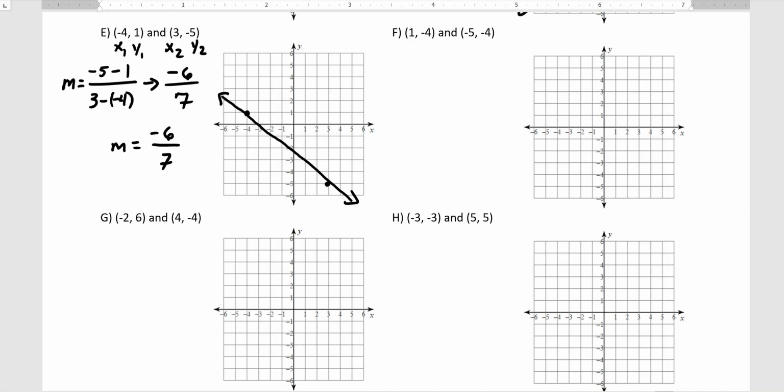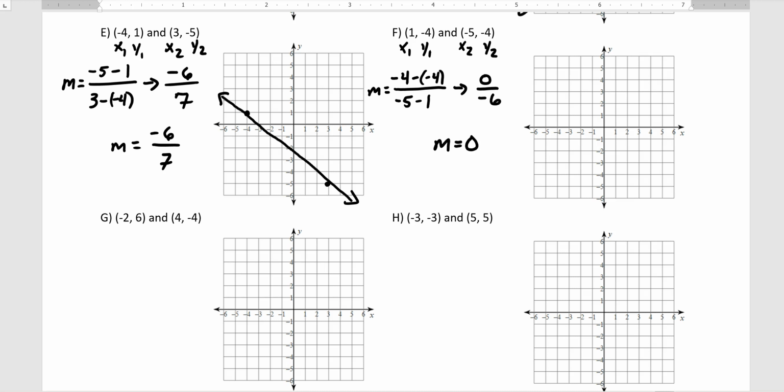Fantastic. All right, looking at letter F here: (1, -4) and (-5, -4). So we have x1, y1, x2, y2. So y2, -4, minus a -4, over x2, -5, minus 1. So -4 minus -4 becomes -4 plus 4, which is 0, over -5 minus 1, which is -6. If I see that 0 in my numerator, that's telling me it didn't go up at all. So this should be a horizontal line. All horizontal lines have a slope of 0.